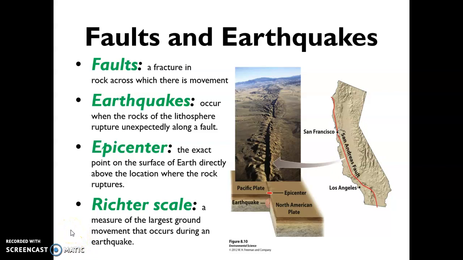Okay, so next we will move on to the rock cycle on a different screencast.